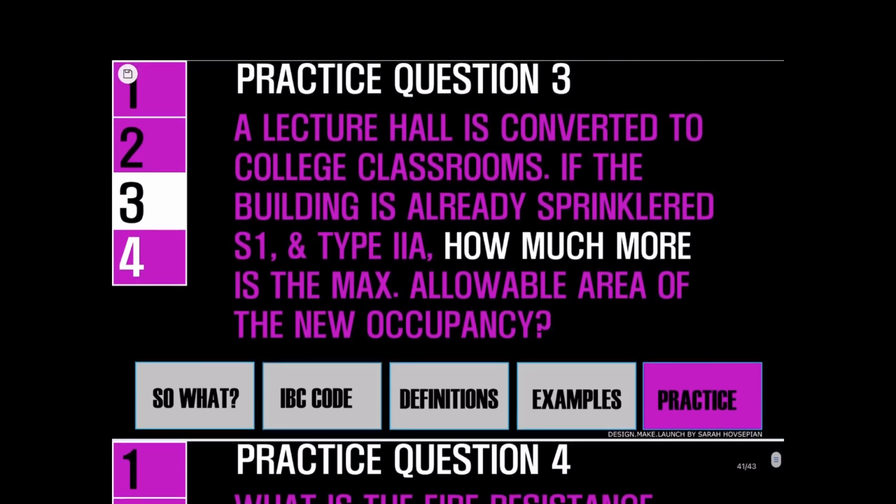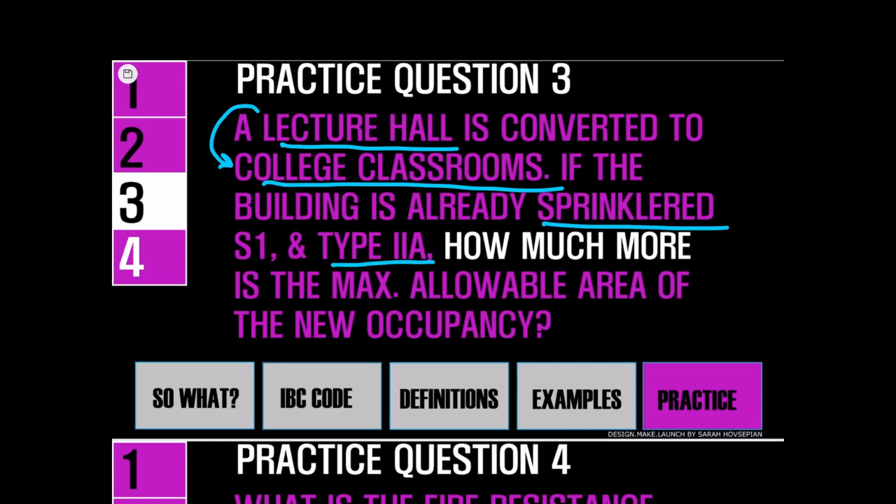Let's read it together. A lecture hall is converted to a college classroom. If the building is already sprinklered S1 and type 2A, how much more is the maximum allowable area of the new occupancy? Let's read it again and underline some keywords. You have a lecture hall converted to a college classroom. So we know we're going from this to this. Building is sprinklered, and it's a type 2A.